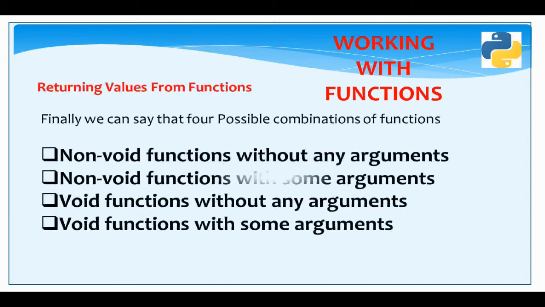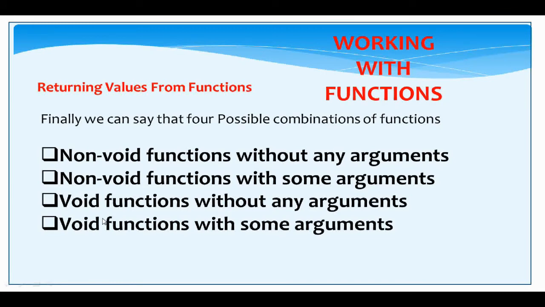Finally, we can say that in Python we have four possible combinations of functions. First, the functions which return some values, that is non-void functions. They may have some arguments or no arguments. So we have non-void functions without any arguments and non-void functions with some arguments. There are void functions also, with some arguments and without any arguments. So we have all these four categories of functions.